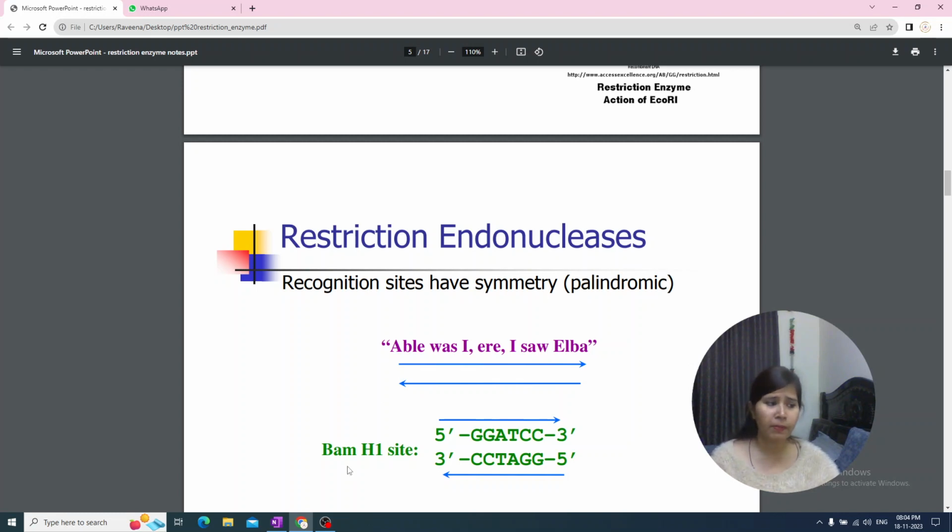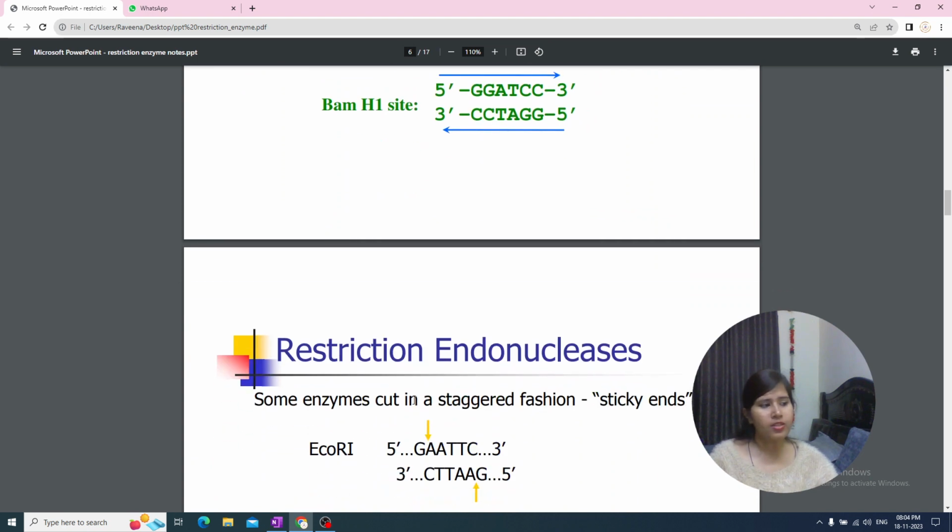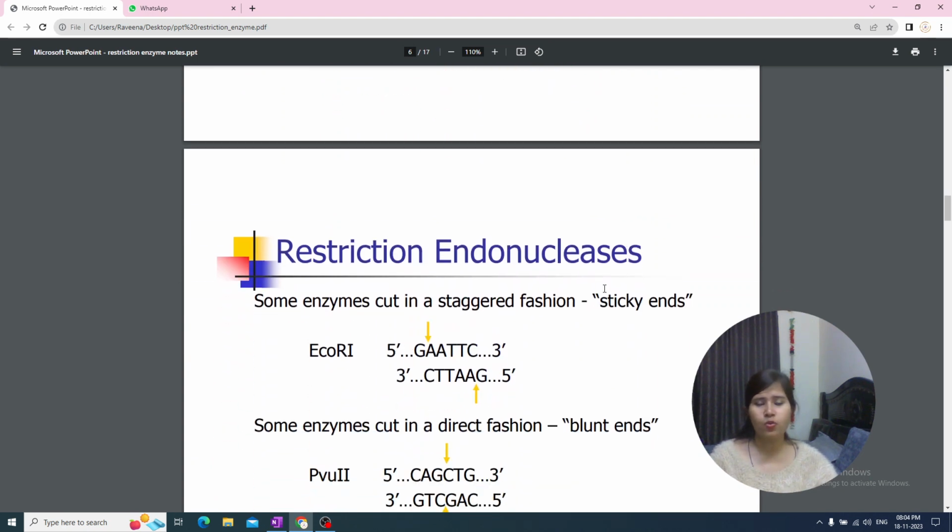BamHI site: GGATCC. If you read it from 5 prime on both strands, it is the same. Now restriction endonucleases produce two kinds of ends, sticky ends and blunt ends. Sticky ends, for example, are produced by EcoRI. GAATTC is the palindromic sequence for EcoRI, and there is a restriction site between G and A. This produces sticky ends or cohesive ends.